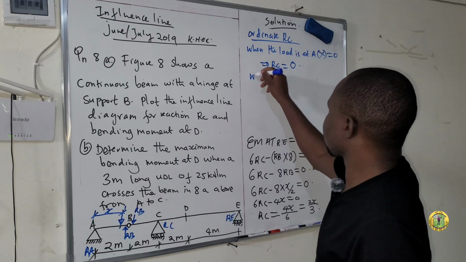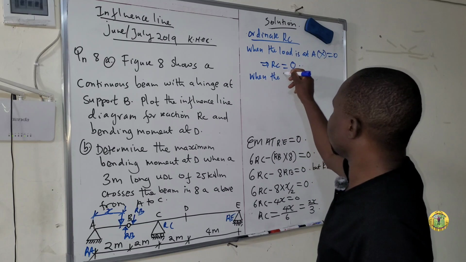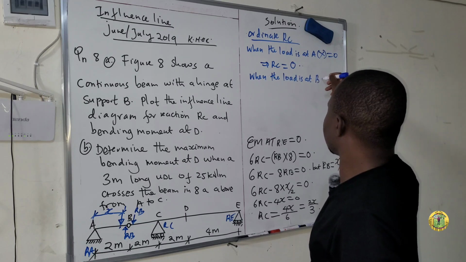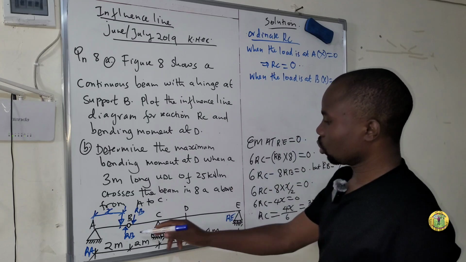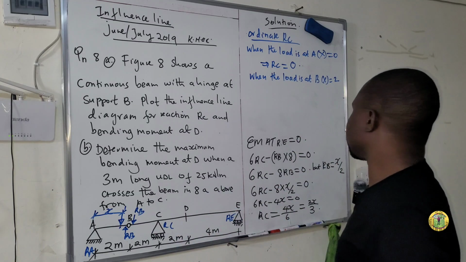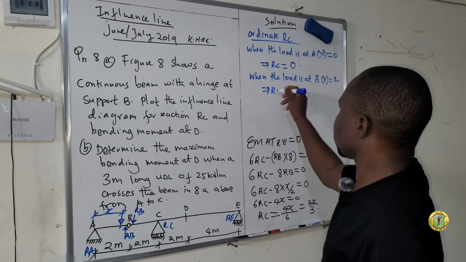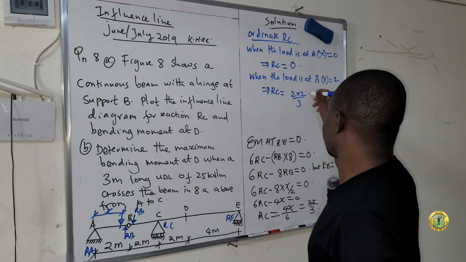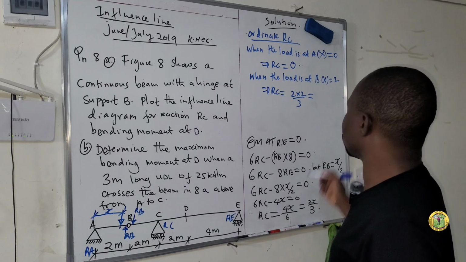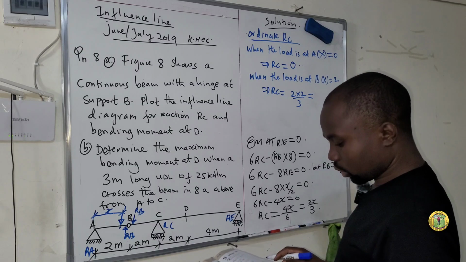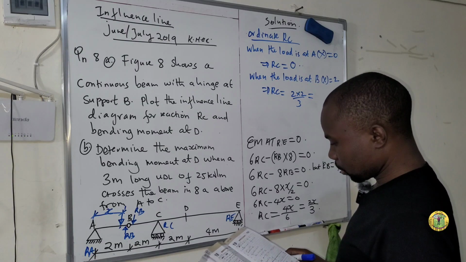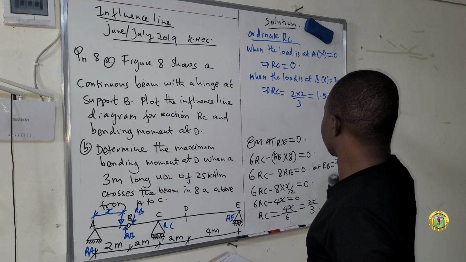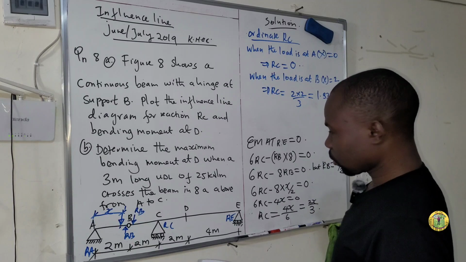And then when the load is at B, x is equal to 2, which implies RC is equal to 2 times 2 over 3. So this x is replaced by 2. So 2 times 2 over 3 is equal to 1.33.